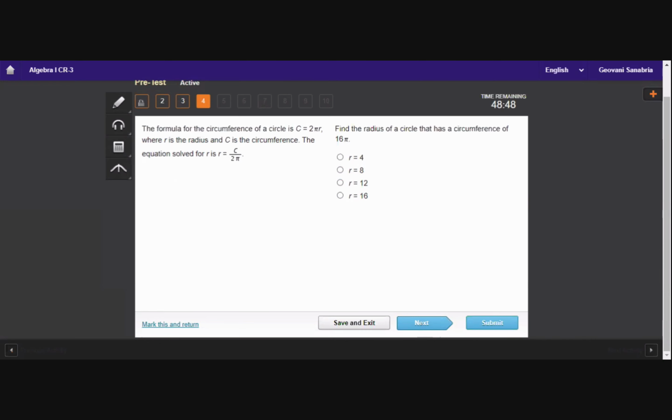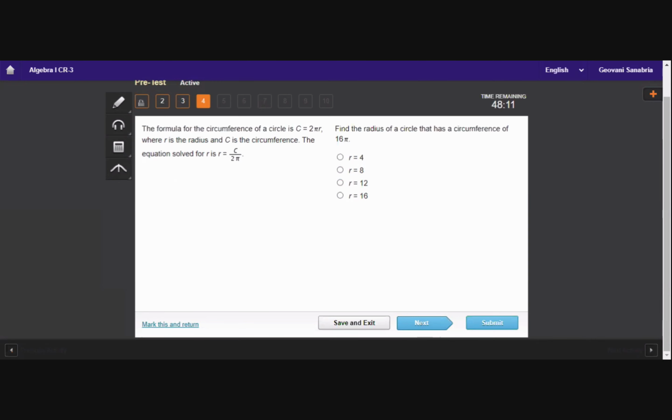So R equals 16 pi divided by 2 pi. If you wrote that down, then you can cancel out the pi's because it's 16 times pi, then 2 times pi, and then it's just 16 divided by 2. And that is 8. And that is the answer. Yeah, that's one way that you can do it.